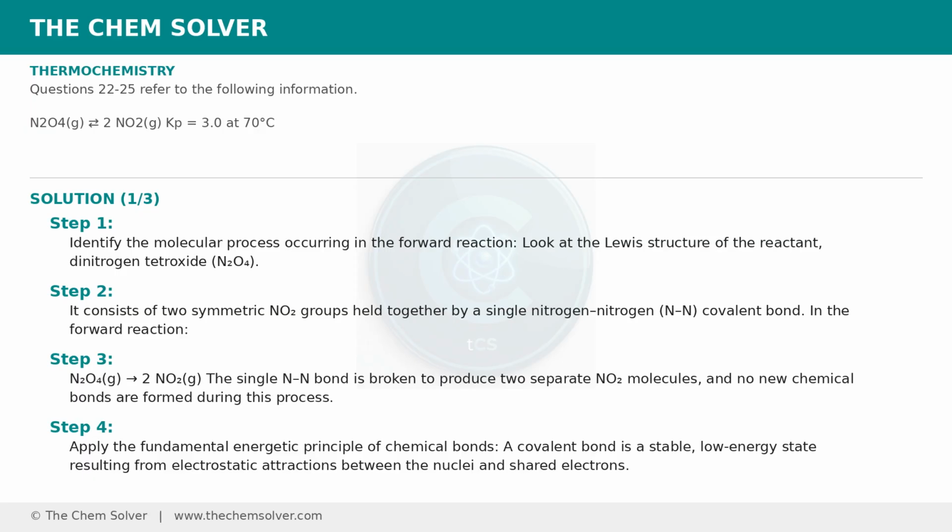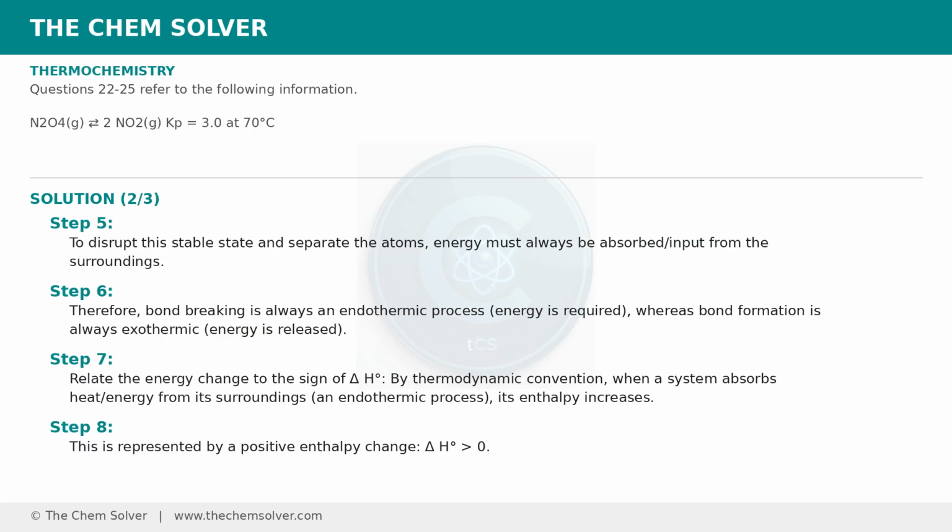A covalent bond is a stable, low-energy state resulting from electrostatic attractions between the nuclei and shared electrons. To disrupt this stable state and separate the atoms, energy must always be absorbed/input from the surroundings. Therefore, bond breaking is always an endothermic process. Energy is required, whereas bond formation is always exothermic.